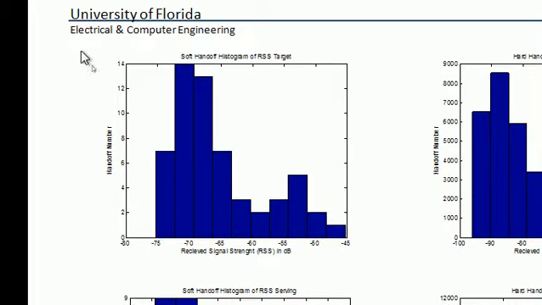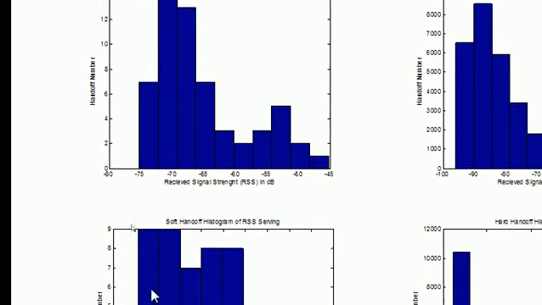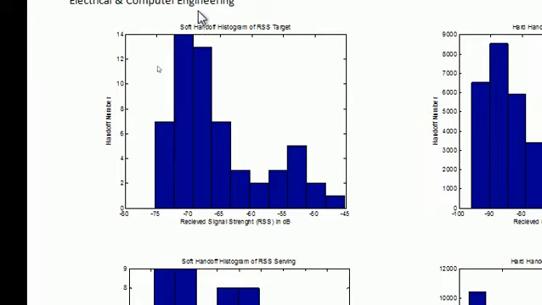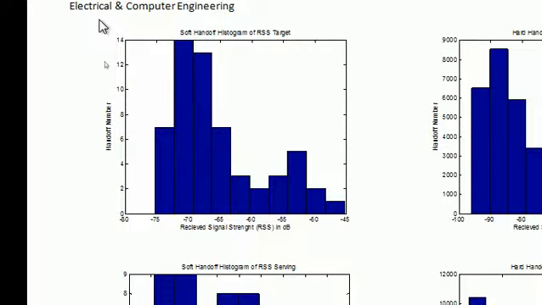Over here on the left, you can see the soft handoff histogram for the received signal strength of the target tower, and below that we have the received signal strength of the serving tower. You'll notice that it operates in a fairly narrow band. For the serving tower, it's between minus 79 decibels and minus 74, and for the target tower, it's between about minus 75 and about minus 45.